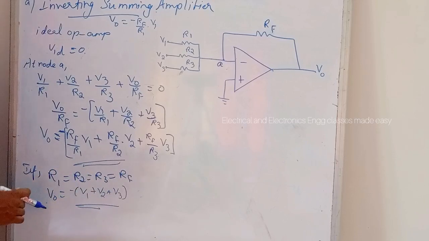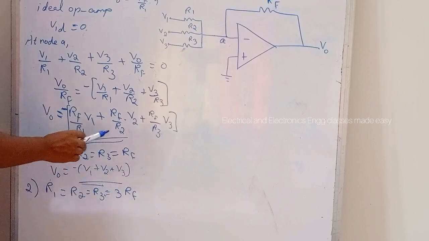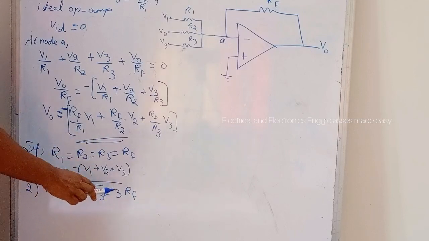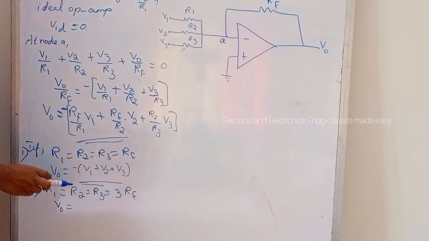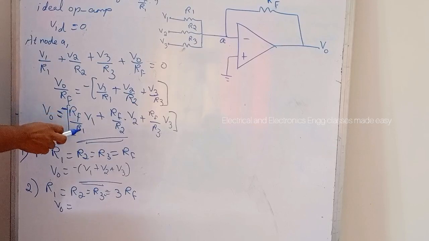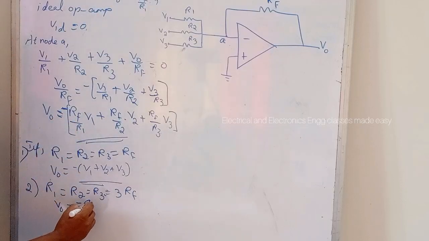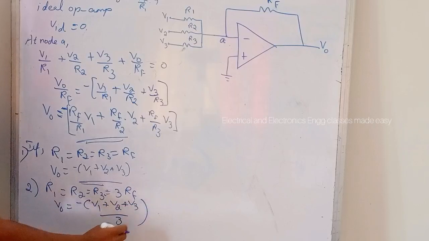And there is another case, that is R1 equal to R2 equal to R3 equal to 3 RF. So when R1 equals R2 equals R3 equals 3 RF, what will be V0? Here R1 is equal to 3 RF, so RF is cancelled, and in the denominator we get 3. That is, minus of V1 plus V2 plus V3 divided by 3.